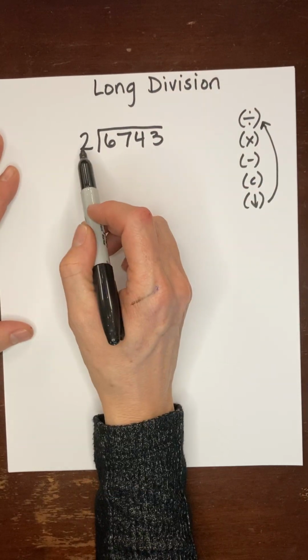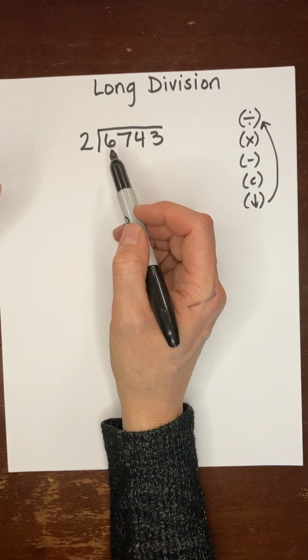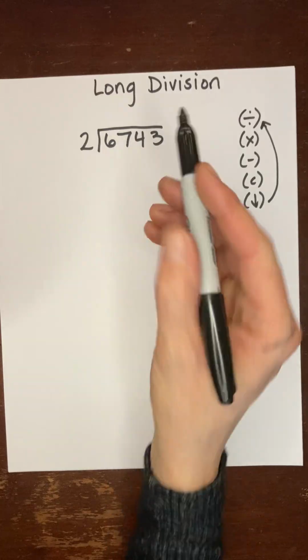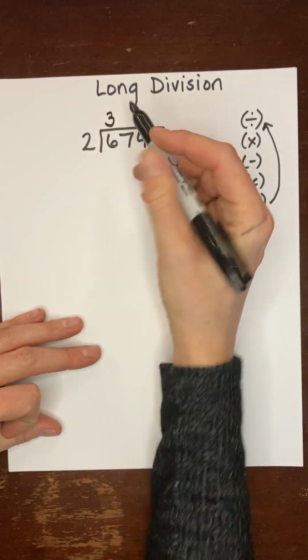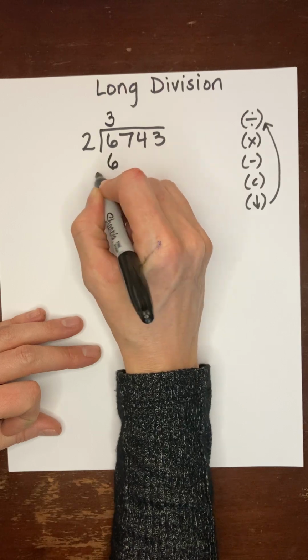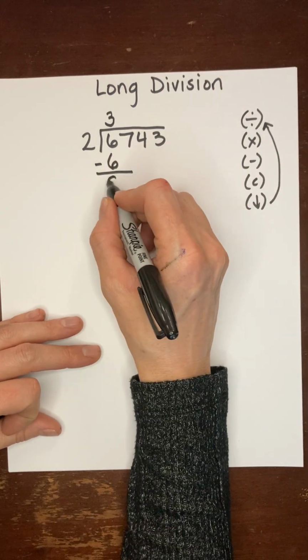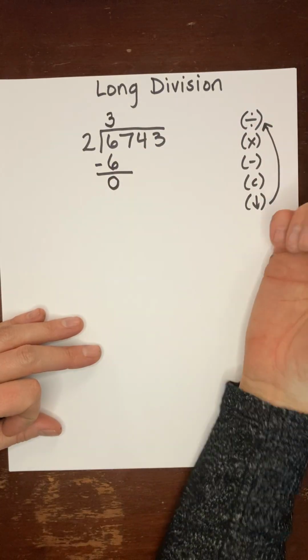Okay, so we're going to ask, how many times does 2 go into 6? Well, let's count by 2's. 2, 4, 6. It goes in exactly 3 times. So let's put a 3 here. Now we're going to multiply. 3 times 2 is 6. Now we're going to subtract. How much is left over? Well, there's nothing left over because it went in exactly 3 times.